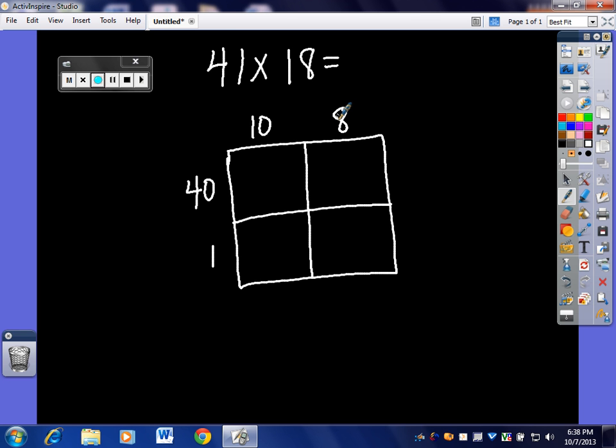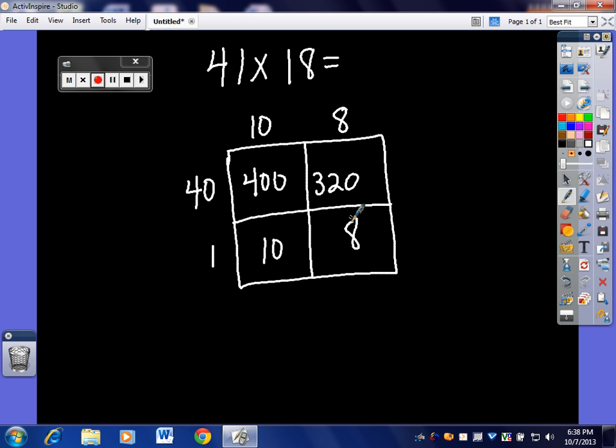Now we've got to multiply the numbers on the side times the numbers on the top. 40 times 10 is 400. 40 times 8 would be 320. Next up, we've got to multiply the 1 times our numbers on the top. 1 times 10 is 10. 1 times 8 is 8.